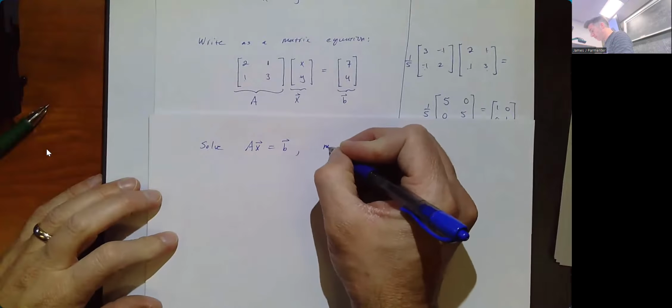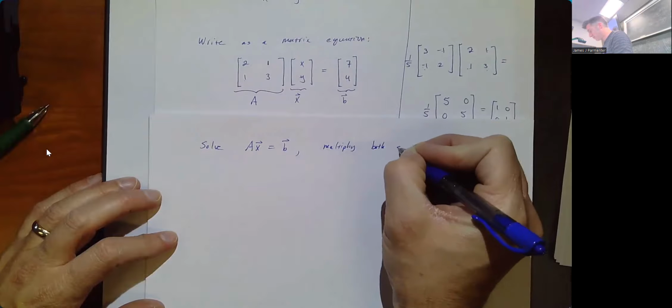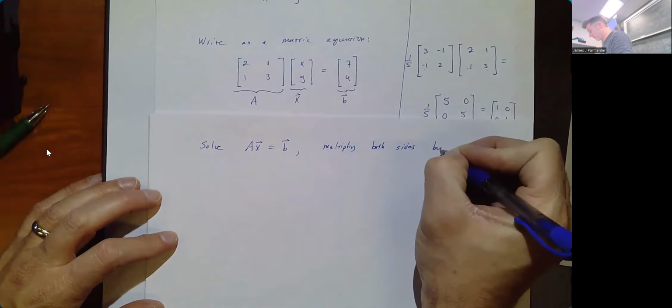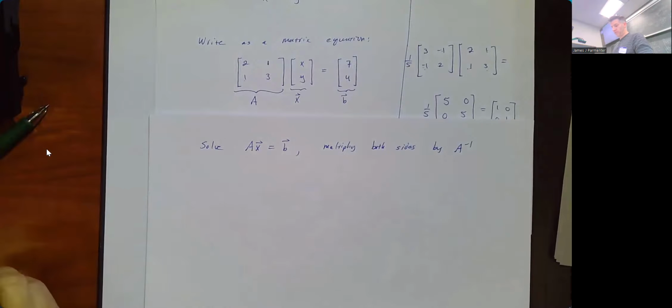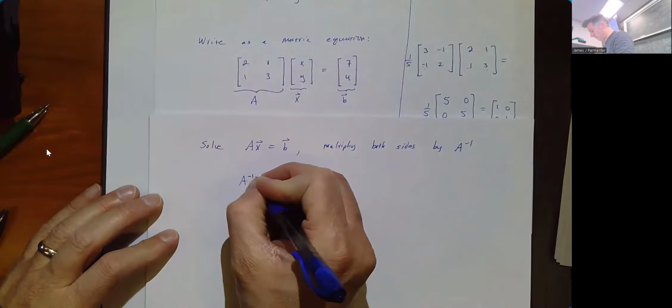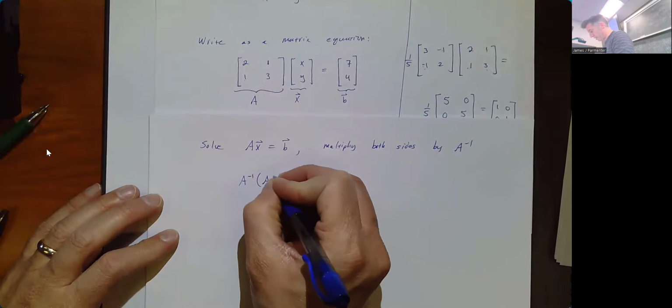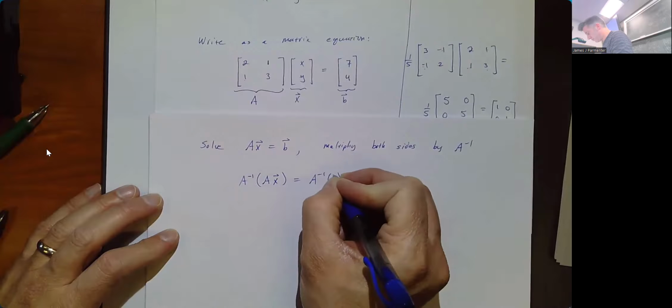we're going to multiply both sides by the inverse of A. Watch for just a second. When we do this, look what happens. You get A inverse times A times X equal to A inverse times B.